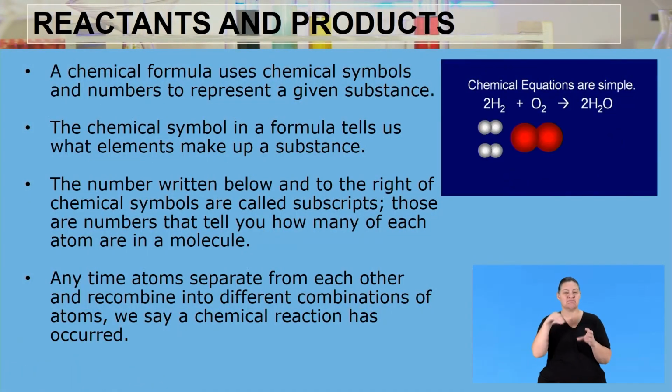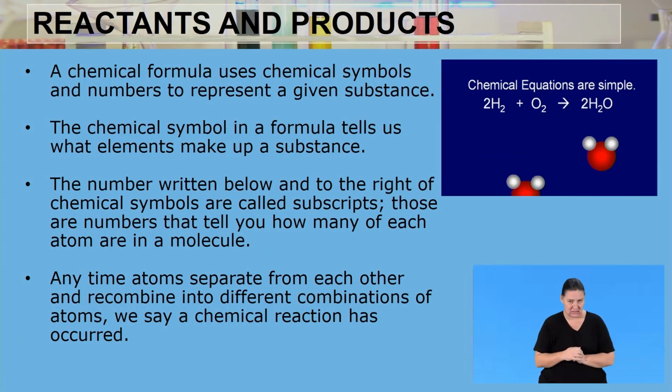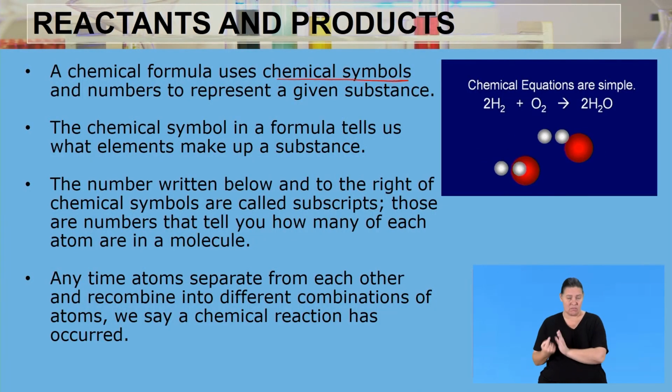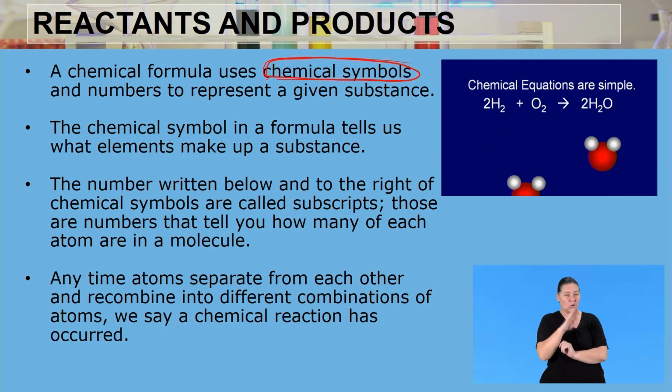Right. What is now entailed in a chemical reaction, and what is entailed in a chemical formula, and what are those reactants and the products? So a chemical formula uses chemical symbols. We know that a chemical formula needs to use the chemical symbols, and we also know that these chemical symbols that we're talking about are found in the periodic table.